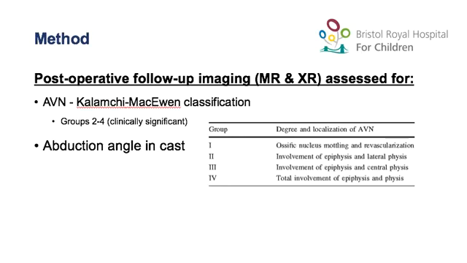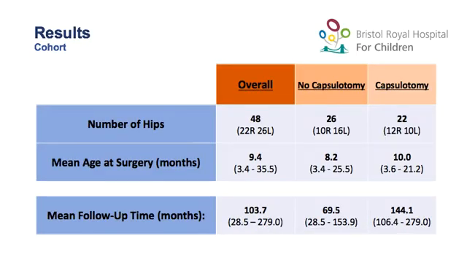Our primary outcome measure was avascular necrosis according to the Calamchi-McEwen classification. We also looked at the abduction angle in cast based on Rick Gardner's work. Our cohort consisted of 48 hips in 42 children. We had a mean follow-up time of 8 years and 8 months. As expected, the group that reduced by tenotomy only was slightly younger than those requiring a capsulotomy.